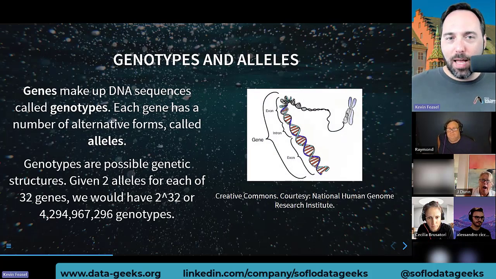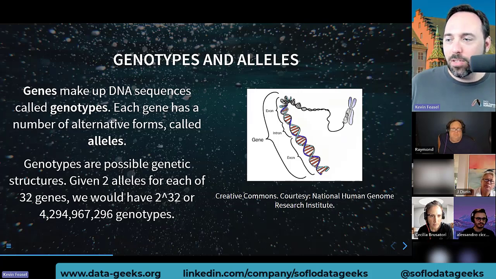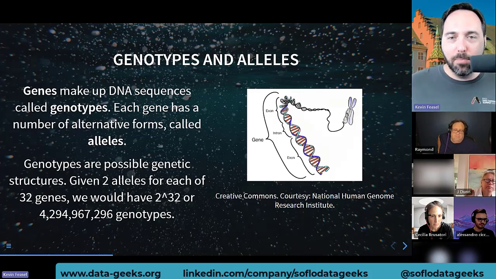A gene in real life makes up DNA sequences that are called genotypes. And the genes have various alternative forms, alleles. So you could think of this as determining eye color, hair color, characteristics like that. Genotypes are our possible genetic structures. And so if I have two possible outcomes for each of 32 genes, we've got 4 billion genotypes that are available to us.